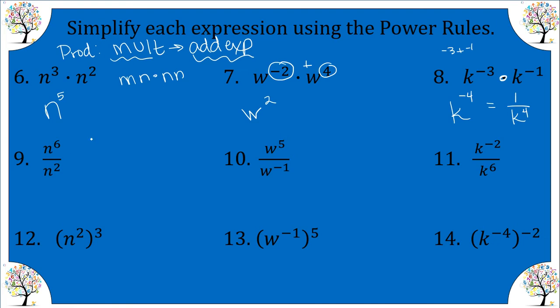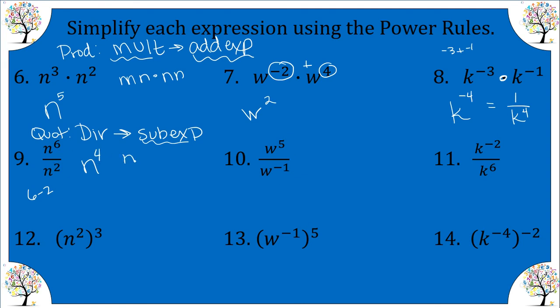Now, the next 3, we're going to be dividing. All of these are dividing, so we use the quotient rule. So quotient means to divide, and that rule says to subtract exponents, top minus the bottom. So I have two factors of n, and it's dividing, so we write down our factor, and the rule says to subtract exponents. 6 minus 2 is 4.